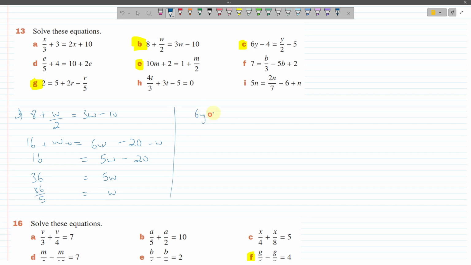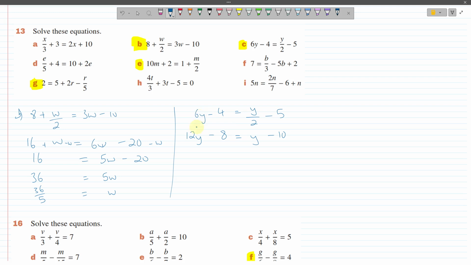We have 6y minus 4 is equal to y on 2 minus 5. Okay, I see the denominator is 2. Multiply every term on both sides by 2. 12y minus 8 is equal to y minus 10. Multiplying every term on both sides by 2.